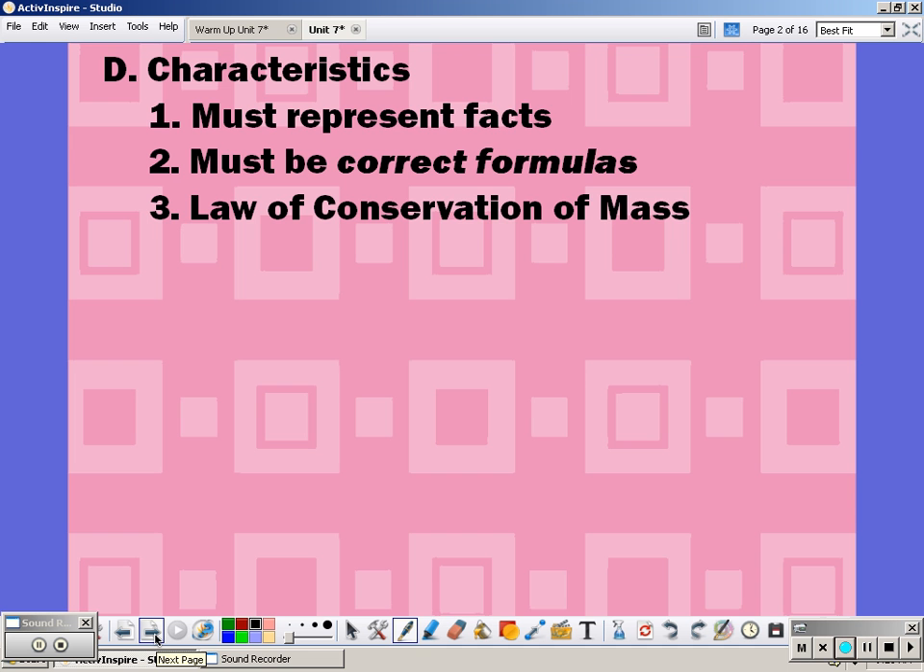Characteristics of a chemical reaction: it must represent facts, so you can't make things up. It must be the correct formulas, so you need to make sure that you cross your charges. And it has to satisfy the law of conservation of mass. The law of conservation of mass means that the mass that you start with has to equal the mass that you end with. So you cannot create or destroy mass. It has to be conserved. It has to be the same. And we're going to show the law of conservation of mass by balancing our reactions.